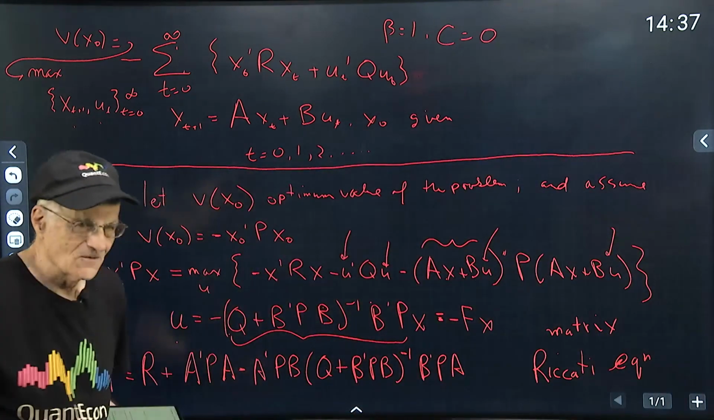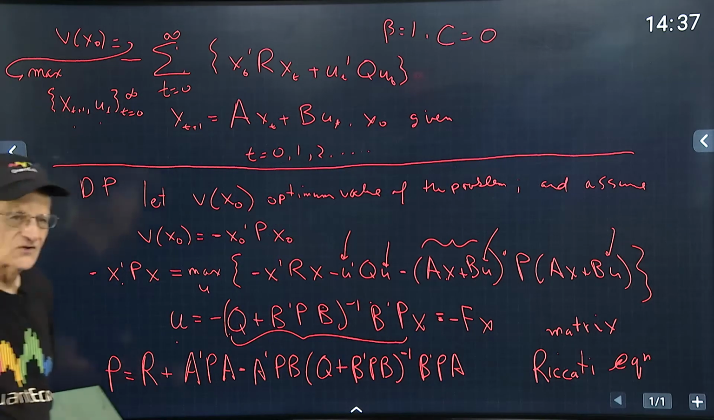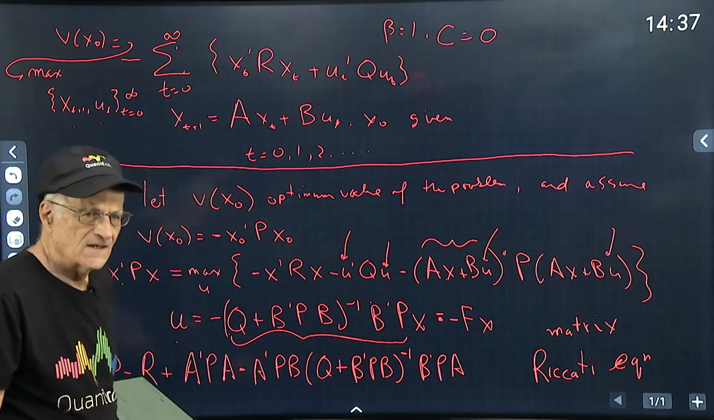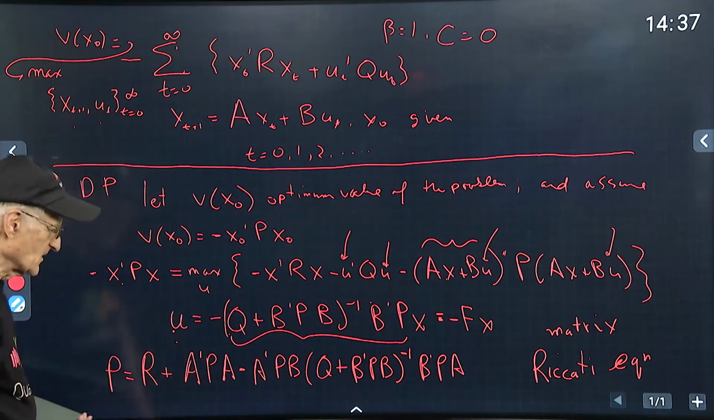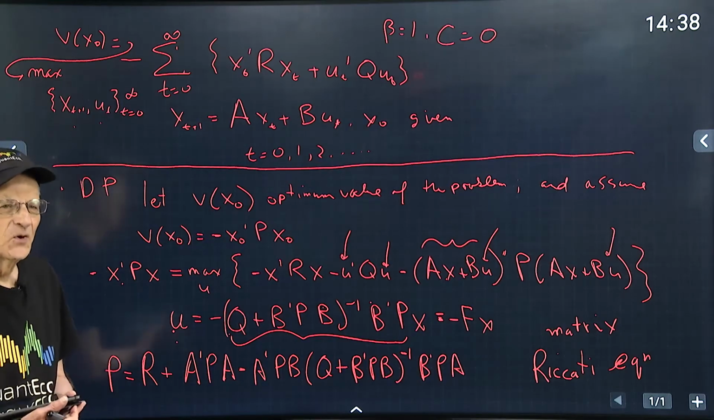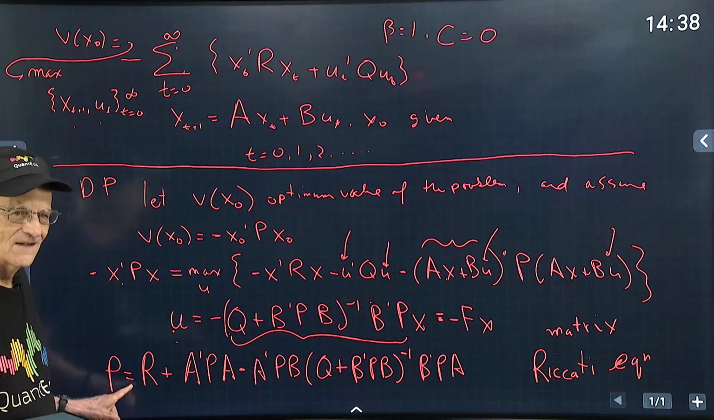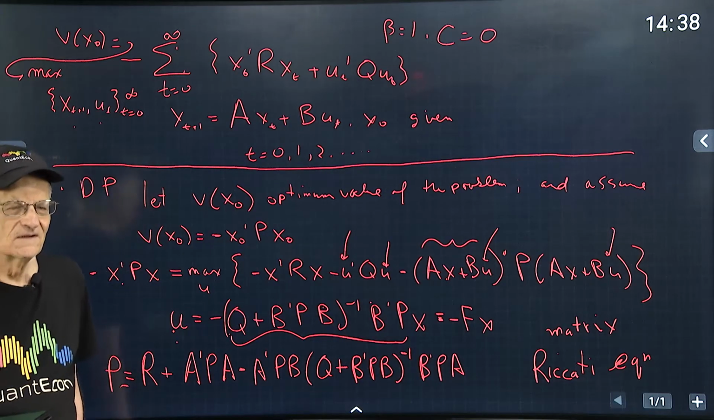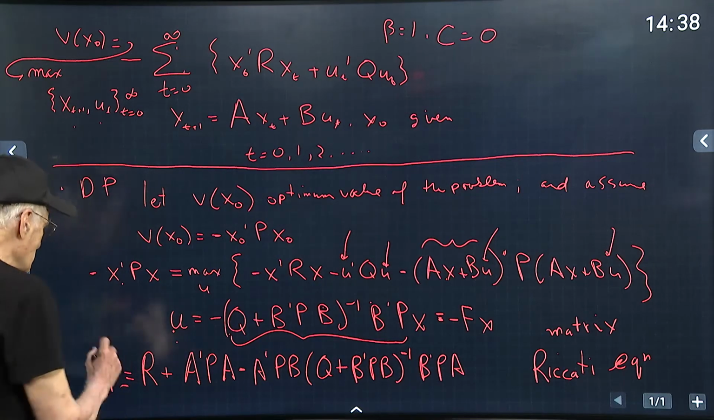Okay. So let's go through our logic again. Just on this little board, these are the key formulas for the linear quadratic dynamic programming problem in the undiscounted case. The key formulas are, here's our formula for U, that's our formula for F, and here's the formula for P. Now you could say, wait a minute. Here's P on the left, and P's on the right. And what is P? P is an n by n matrix.